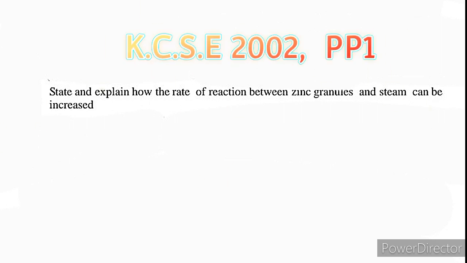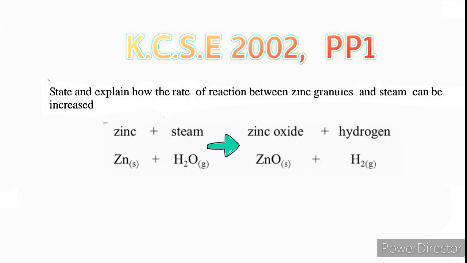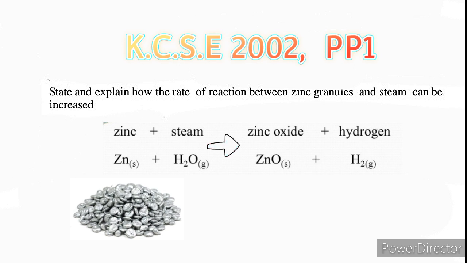Our first question is from 2002, paper 1. State and explain how the rate of reaction between zinc granules and steam can be increased. So zinc reacts with steam to form zinc oxide plus hydrogen gas. Now zinc granules are solid chips of zinc.